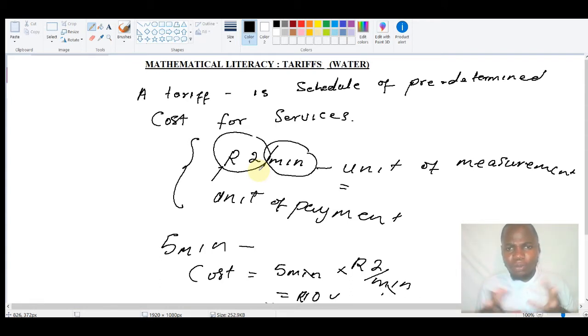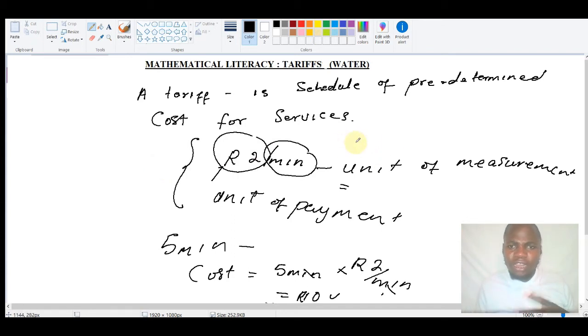So now, for this video, we are looking at water tariff. Now it's our focus, water tariff. So we will be looking at water tariffs, and as well, if we have time later on, we'll be doing other types of tariff like cell phone tariffs, like I just gave you an example here.